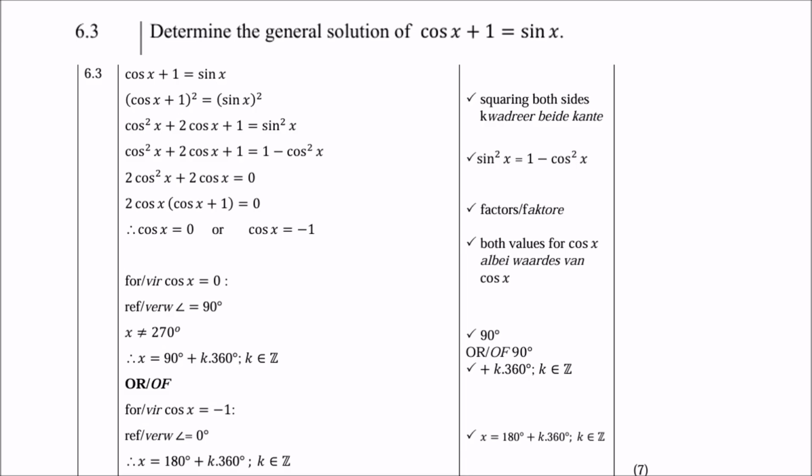Or if I take the cos x equals negative 1, and I do the same thing here, shift cos of 1, you'll get the reference angle as 0. And of course, you can check on your calculator that the cos of 180 will give you negative 1. So therefore, we must use 180. So therefore, x is then 180 plus k times 360, and k an element of the integers.